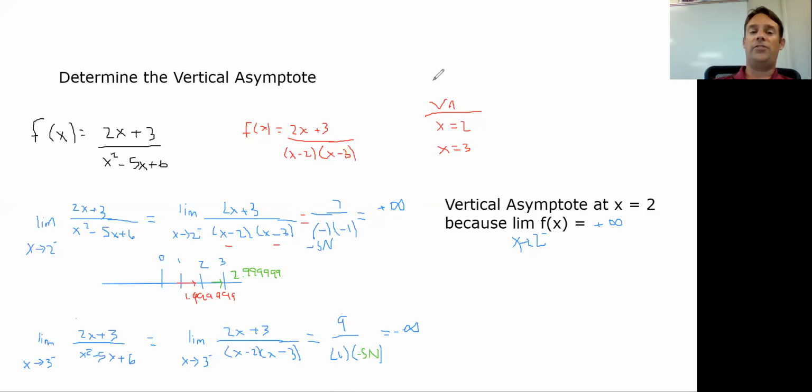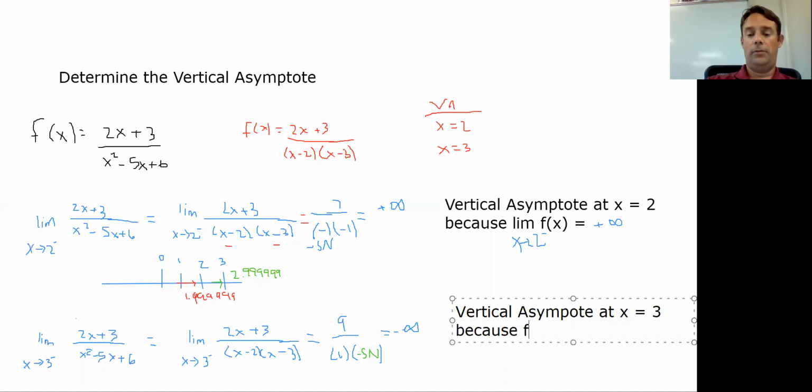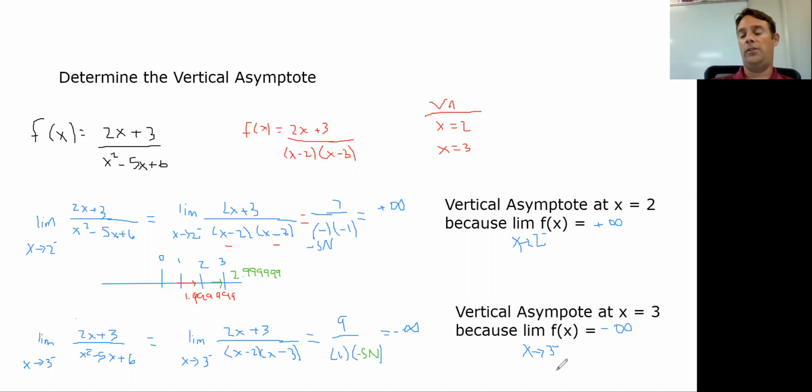So we have a vertical asymptote at x equals 3 because the limit of f of x, in this case, would have been negative infinity. And remember, if a limit equals infinity, the limit really doesn't exist because it is unbounded. So we can technically make one more statement. Therefore, the limit as x approaches 3 of f of x does not exist. Yep. So that's a vertical asymptote.